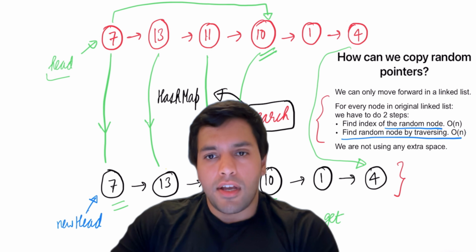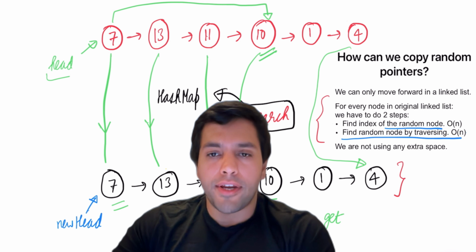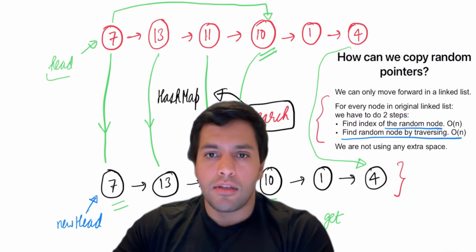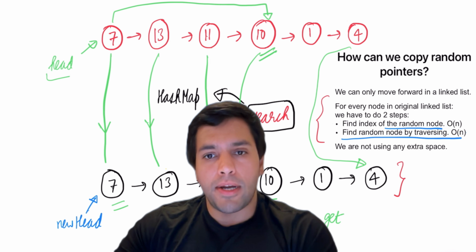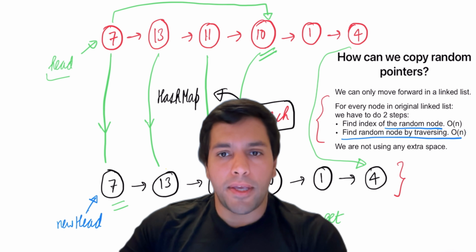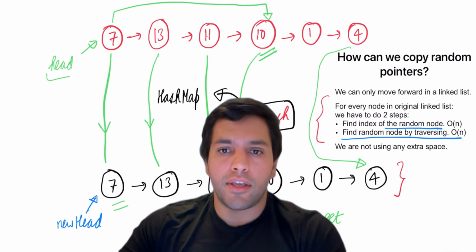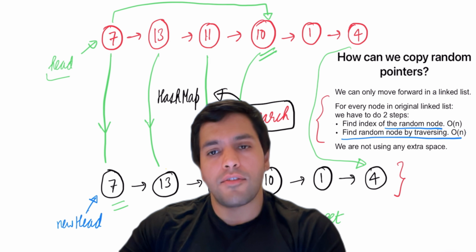Now the next question we can ask ourselves is, can we do better? Can we do better than O of n time and O of n space? The answer is yes, we can do better in terms of space. We can do this question in O of n time and O of 1 space. So let's have a look at that approach. It will involve modifying our original linked list.